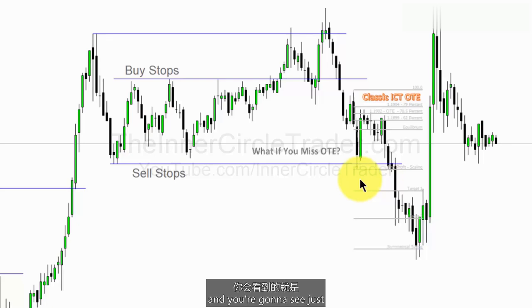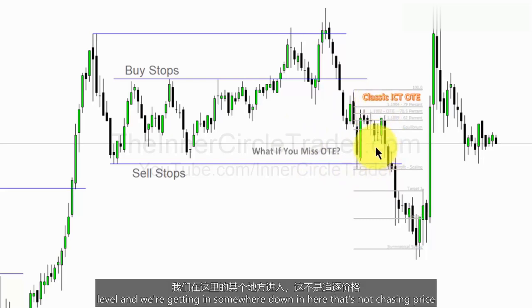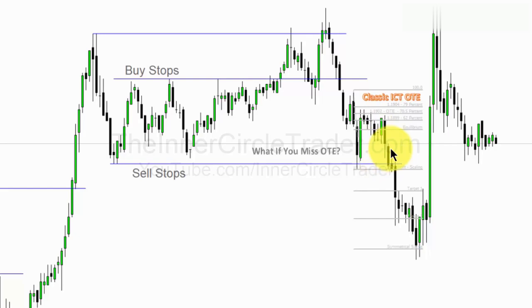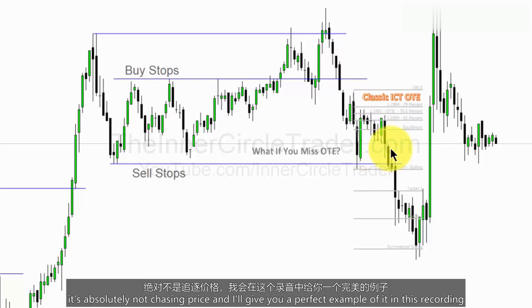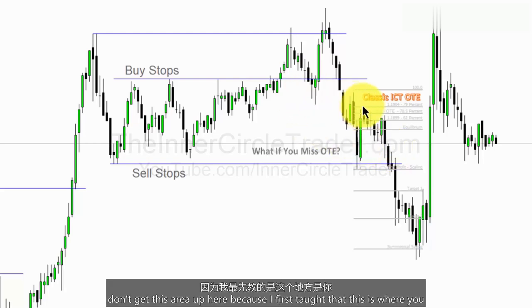And you're going to see, just because we're not entering at the 62 to 79 retracement level and we're getting in somewhere down in here, that's not chasing price. It's absolutely not chasing price. And I'll give you a perfect example of it in this recording. But I want you to think about, what can we do as traders if we don't get this area up here? Because I first taught that this is where you should get in.